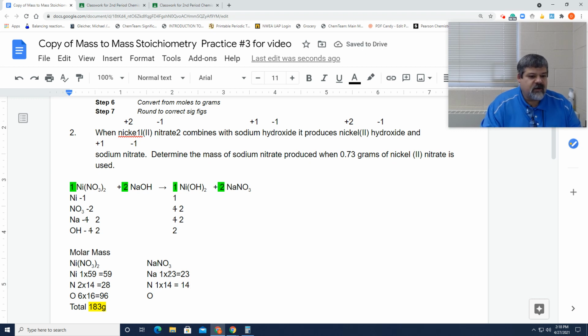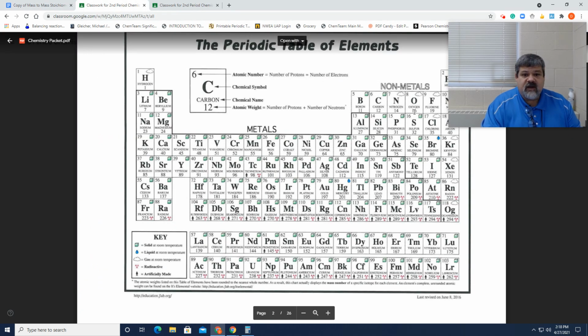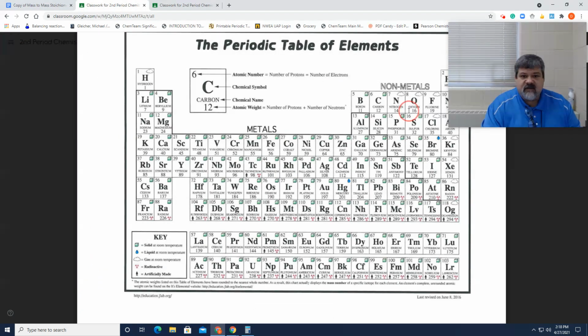Then we go to our oxygen. We have oxygen right here, and we do have a subscript this time, so we have 3. So we know that we have 3 times our molar mass of oxygen. Find oxygen again, there it is. Our molar mass is 16.